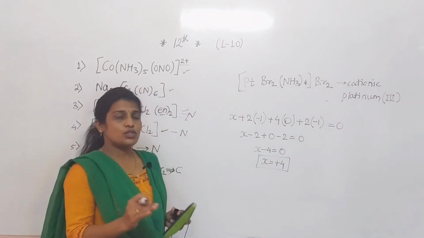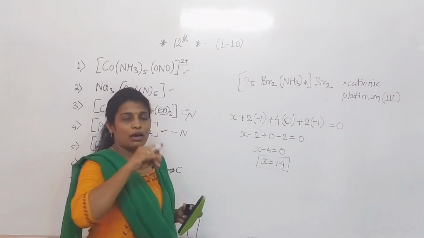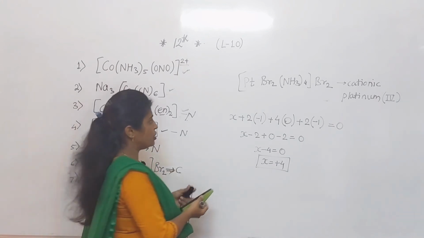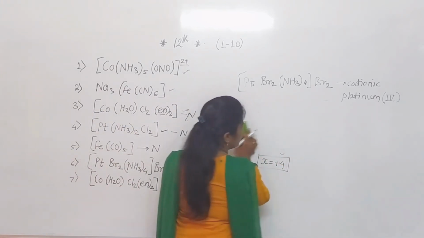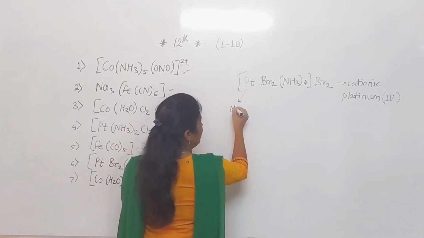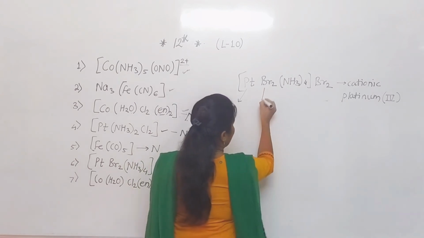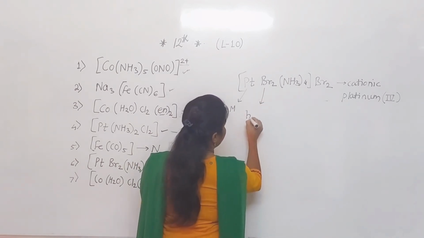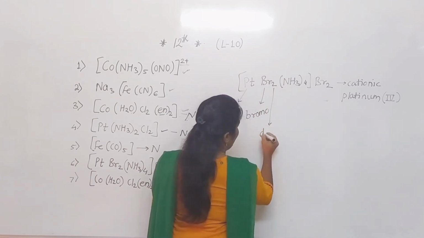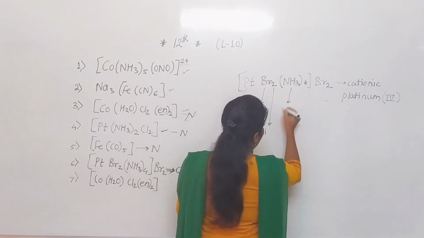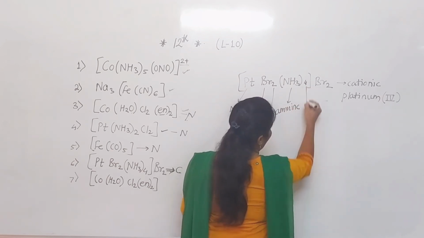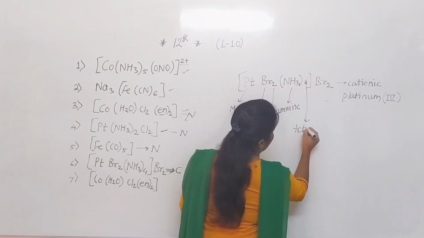Clear to everyone? So here we have completed the identification of the complex, as well as found the oxidation number. Now we just have to focus on the ligands, because we have completed the metal part. Now see here, it is bromo. How many are there? Two are there, so di. NH3 means amine. Okay, how many NH3 are there? Four are there, so it will be tetra.